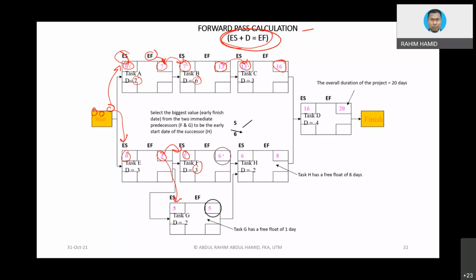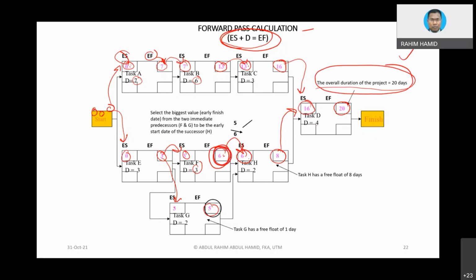Now for H, there are 2 activities going into this box. Remember, in the forward pass, we are going to take the bigger value. Between 6 and 5, we are going to take this value going into this box. 6 plus 2 equals 8. And this one will go into this box. So which one will be chosen? For sure, the bigger value, 16. 16 plus 4 equals 20. So this is the overall project duration. So we already get the answer.